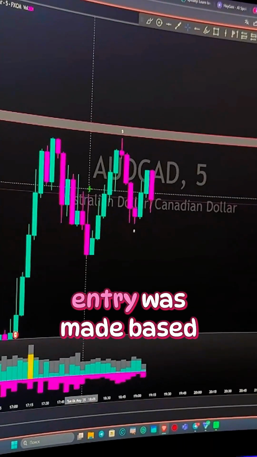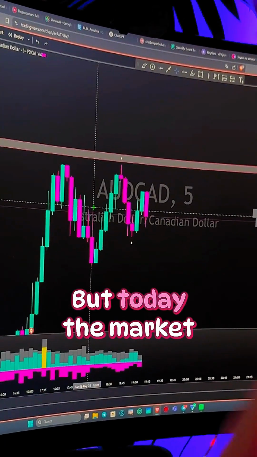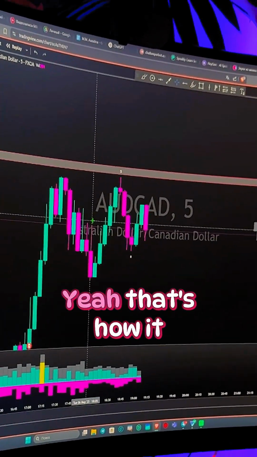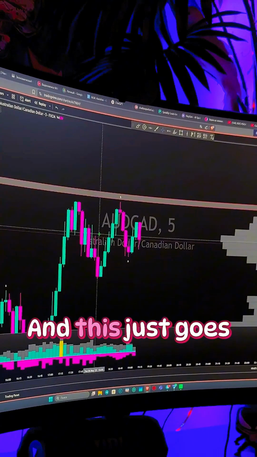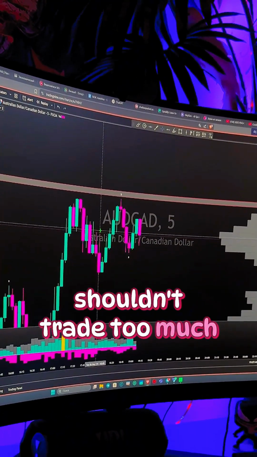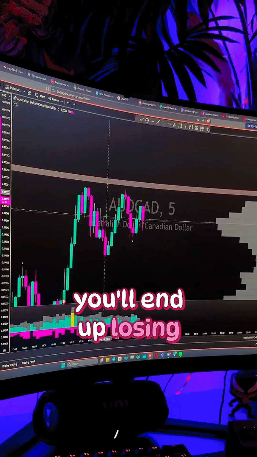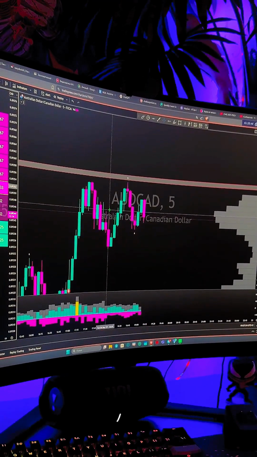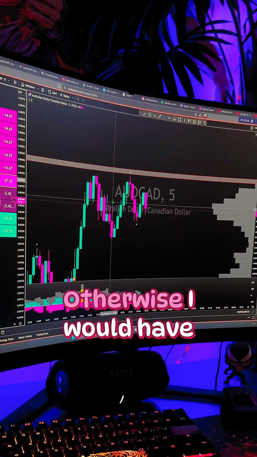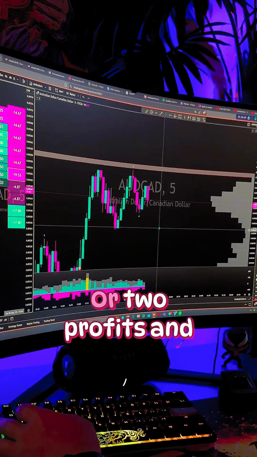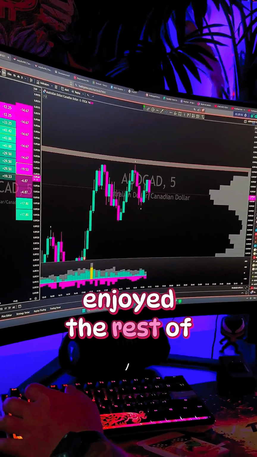In my opinion, the entry was made based on all the facts, but today the market got the better of me. Yeah, that's how it goes sometimes. And this just goes to show that you shouldn't trade too much. The more setups you try to work out, the higher the chance you'll end up losing everything. But I have no choice. I have to do this for the video. Otherwise, I would have just taken 1 or 2 profits and enjoyed the rest of the day.